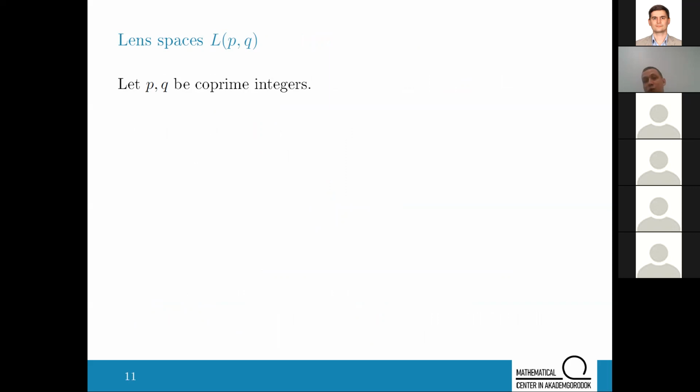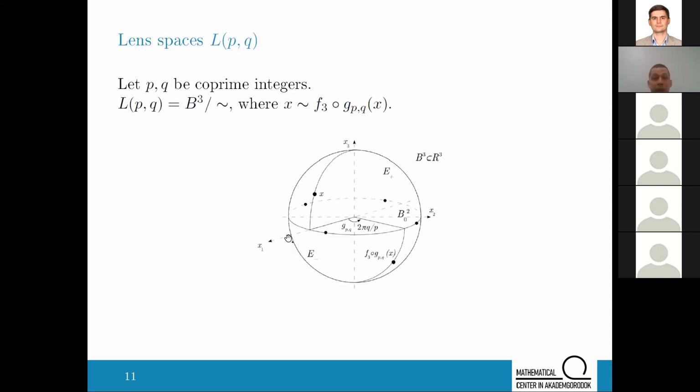And now I go exactly to the topic of my talk, about links in lens spaces. First of all, I want to give a definition of the lens space and how I will work with links in lens spaces. Let p, q be coprime integers. How do I think about the lens space? For me, lens space is a quotient of the three-dimensional ball by an equivalence relation on the boundary. This equivalence relation is given by this relation: any point x on the boundary is equal to this superposition of maps on x.